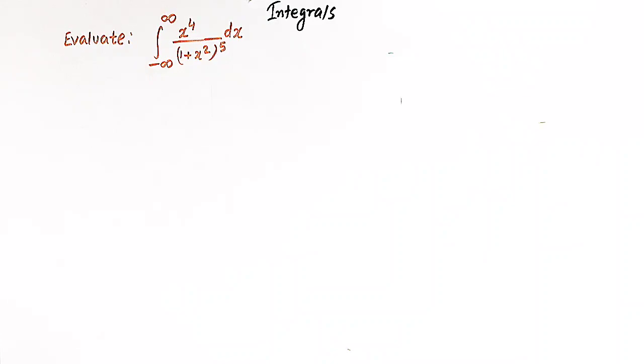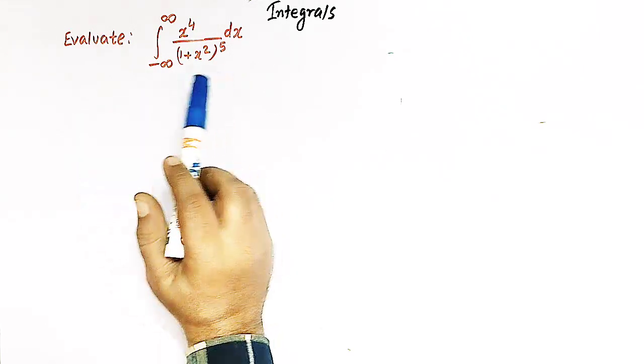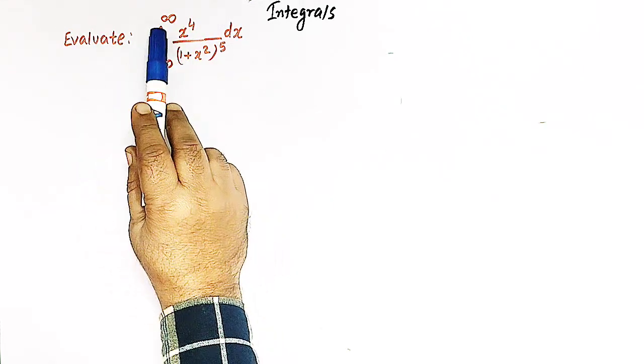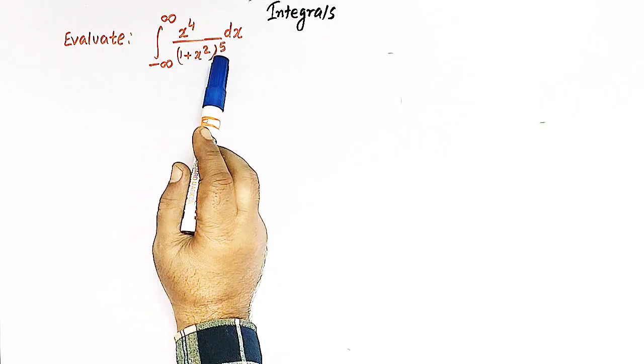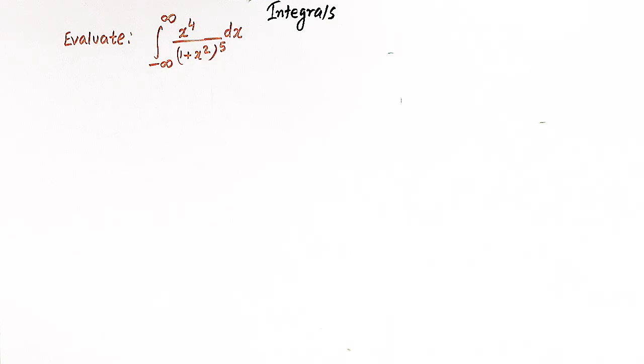Hello, viewers. In today's session, we are going to discuss another important problem from integration. We are going to discuss this integral from minus infinity to infinity of x raised to 4 divided by (1 plus x square) raised to power 5. Here we'll see how we can evaluate this integral using some properties of definite integrals and the concept of beta and gamma functions. So let us start.